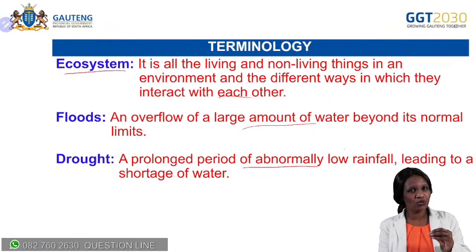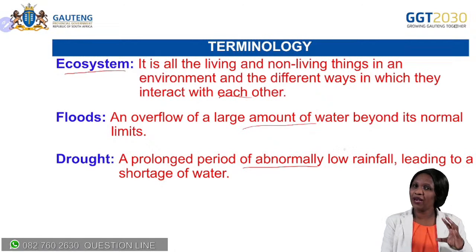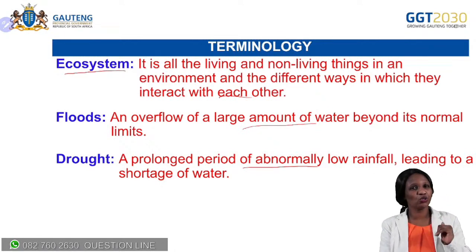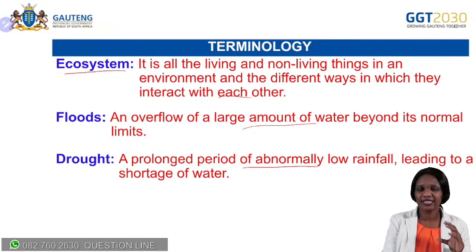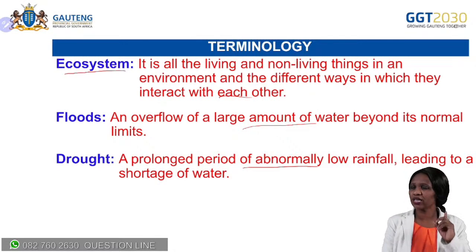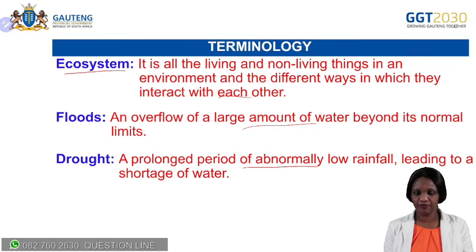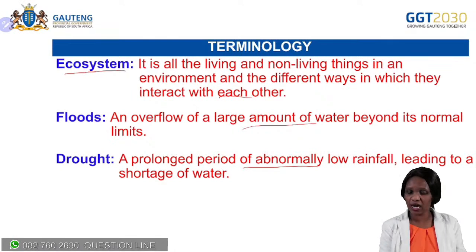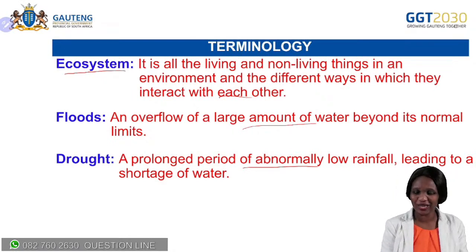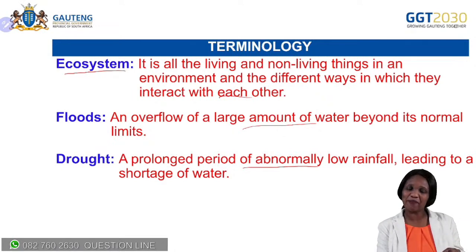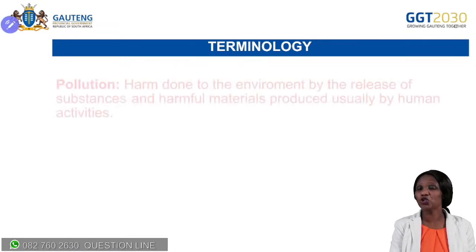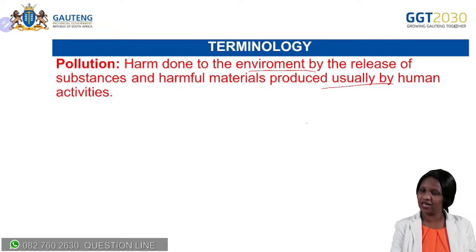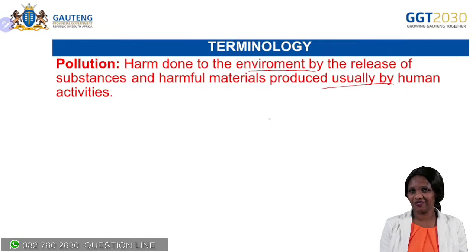And when there is drought, the plants don't grow. The animals start dying. Why? Because there is no food. Do you get it? Let's proceed. We've got pollination. When we're talking about pollination, let's look at pollution now. When we're talking about pollution, it is harm done to an environment by the release of substances and harmful materials produced usually by human activities. That is pollution. All right.